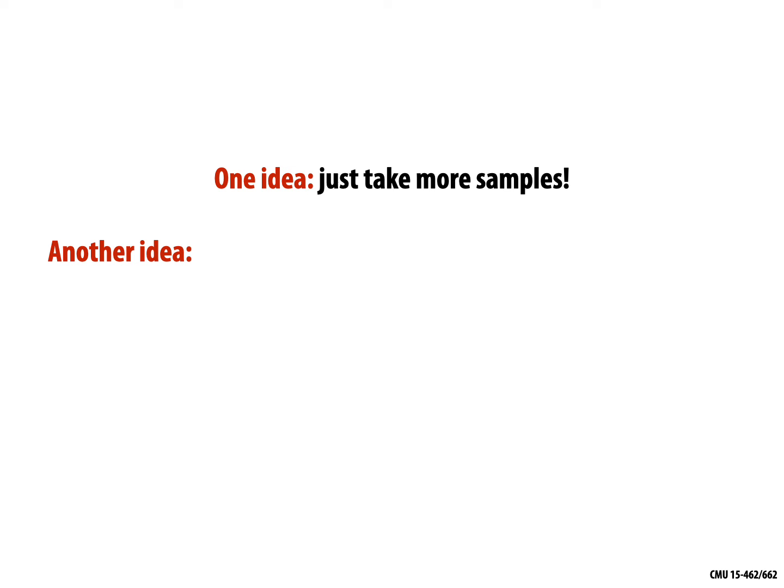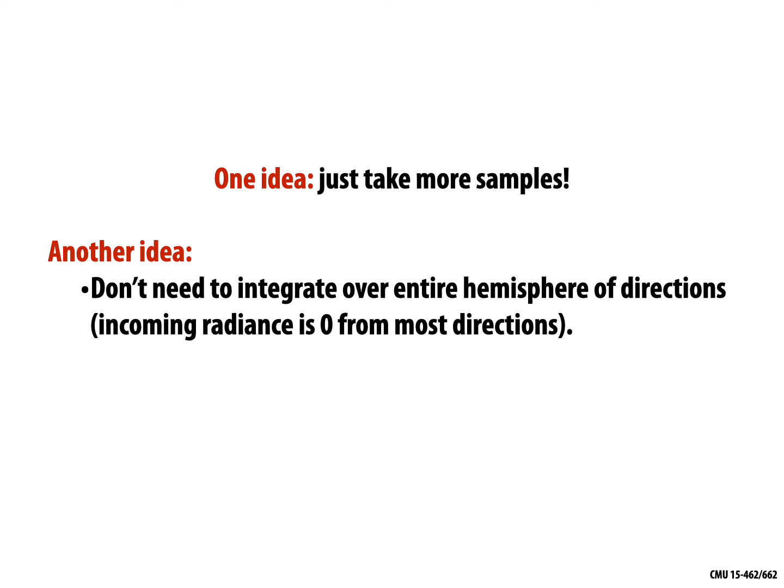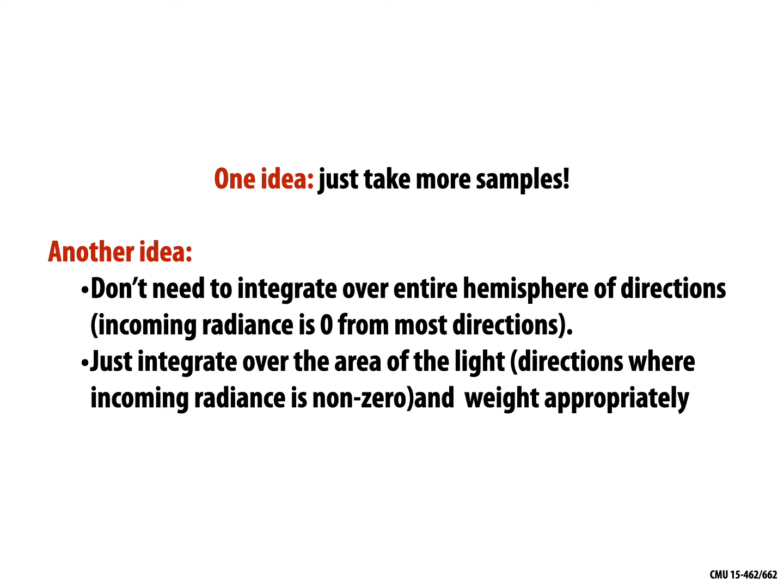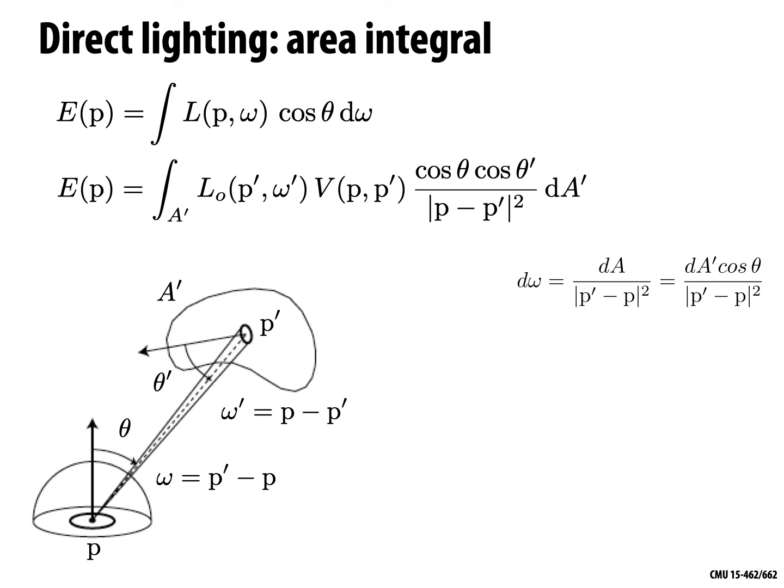So here's another idea. Rather than integrating over the entire hemisphere of directions, for most points on the plane, most directions are just going to shoot off into space. They're not going to hit the light. So rather than integrating over the entire hemisphere of directions, we're going to integrate only over directions that correspond to the light source. Shoot rays out only in directions that would hit the light source if the occluder wasn't present. So this is a light source importance sampling strategy.